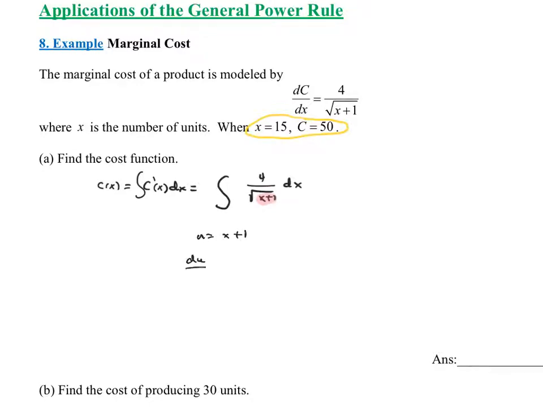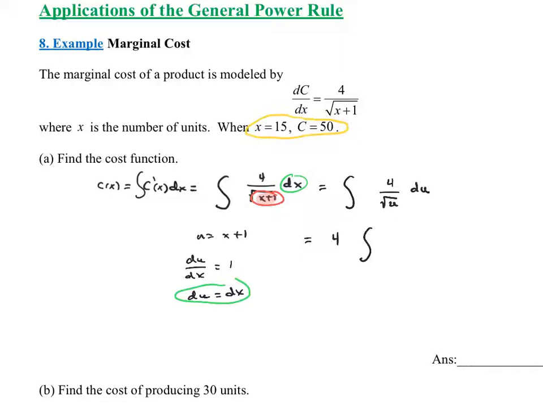I take the derivative of u with respect to x, and the derivative of x plus 1 is simply 1. So this gives me du equals dx. Multiply both sides by dx, divide both sides by 1, which is unnecessary, but whatever. So now I know what dx is, and I also know what u is. I rewrite my integral, so this is going to be the integral of 4 over the square root of u times du. I'm going to pull out that 4 as a constant multiple, so this is 4 times the integral of, well, square root of u is u to the 1/2.